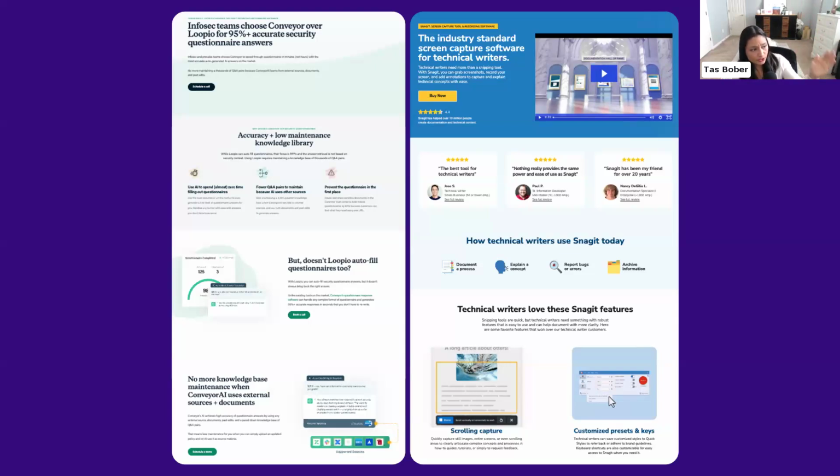And then you have on the right side with Snagit, this is a product landing page. So this is the one where someone who's unaware about the product can come in here and get a quick snapshot of, what does Snagit do for technical writers, right? So they're where.